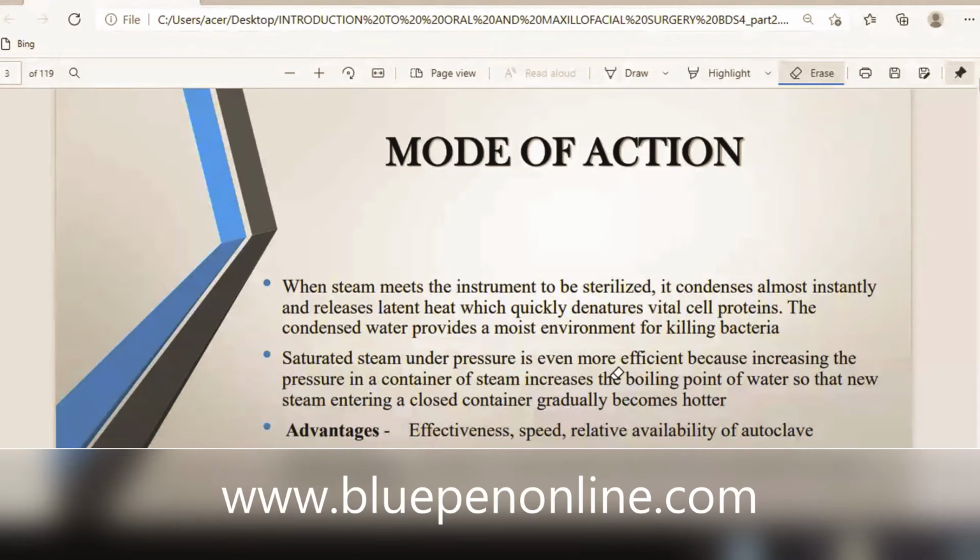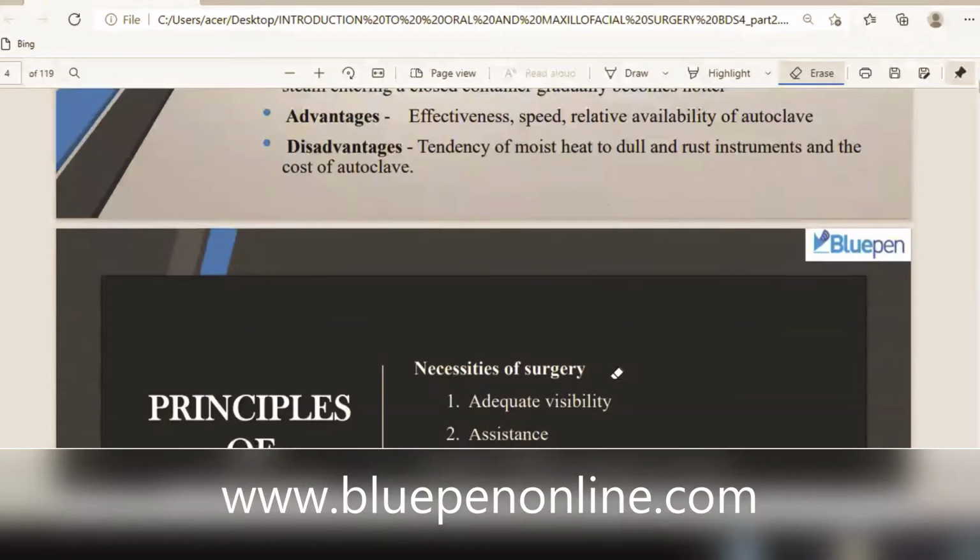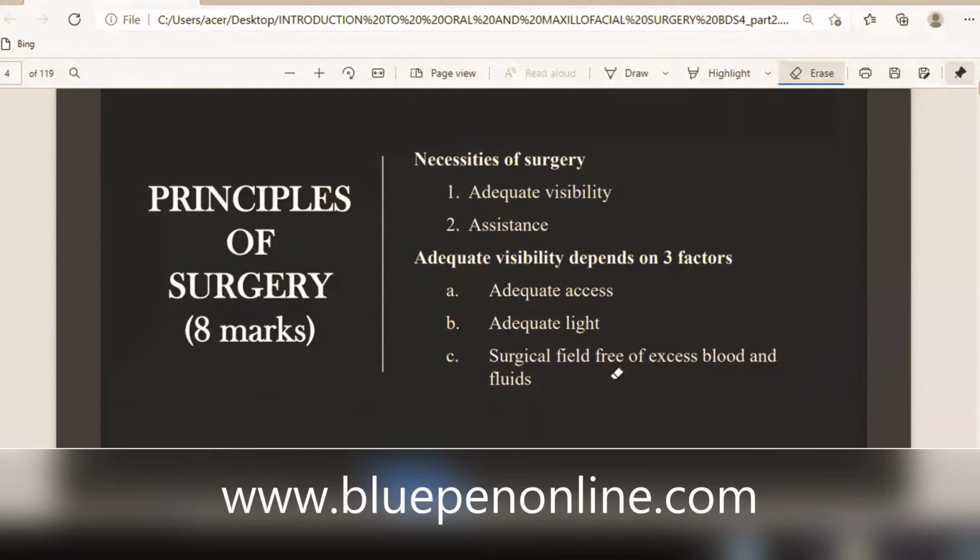Rusting is very commonly seen in autoclave. Okay, so that's all about this kind of sterilization. This is the usually asked question, and we have chemical kind of sterilization also. That's not at all asked.